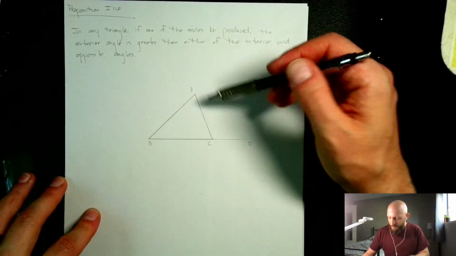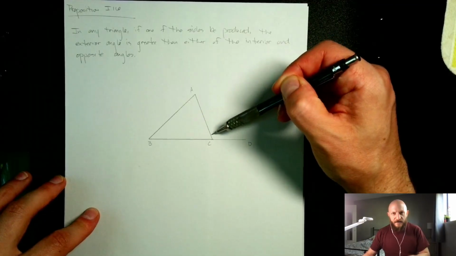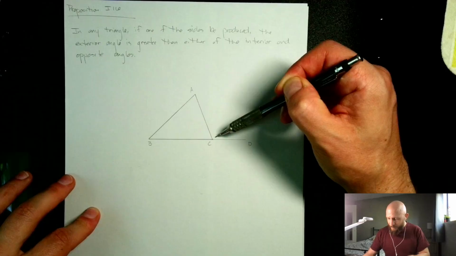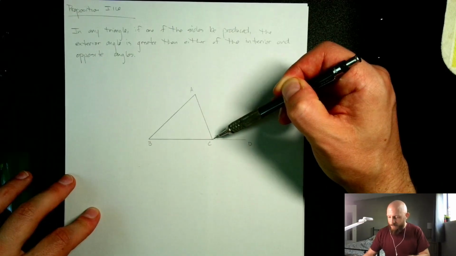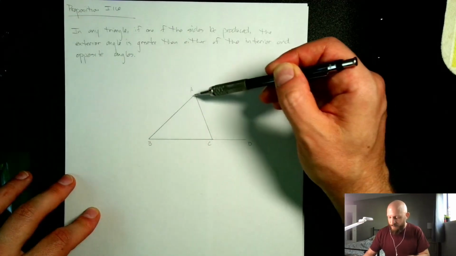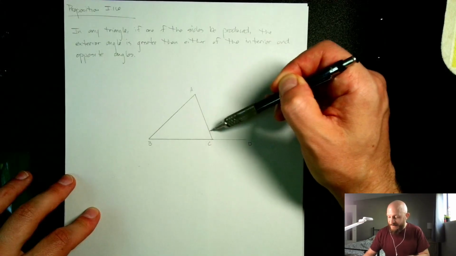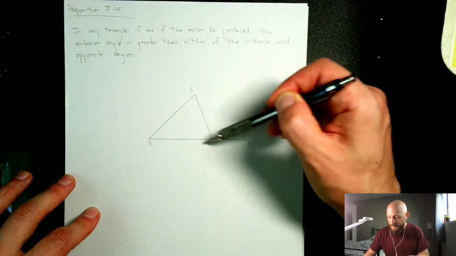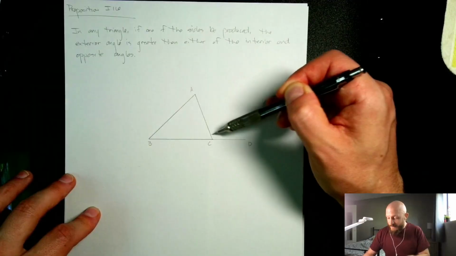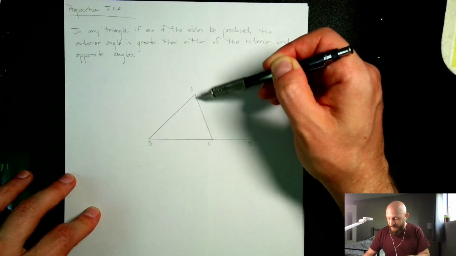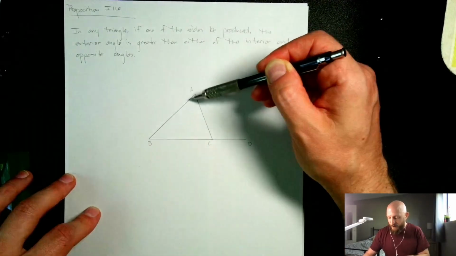So the claim is that this angle on the outside here, ACD, is larger than either of the interior and opposite angles, meaning ACD is larger than ABC, and ACD is also larger than CAB, so the interior and opposite angles.